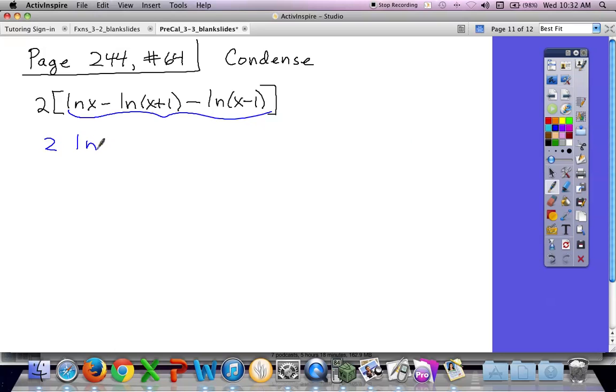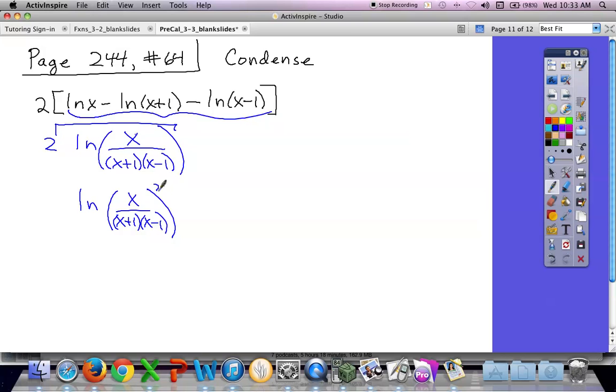2 times the ln of what goes in the numerator? X. And what goes in the denominator? X plus 1 times x minus 1. Okay? Then, yeah, you're going to take this part here, and raise it all to the second power. So that will be ln of x over x plus 1 times x minus 1. And that's squared.